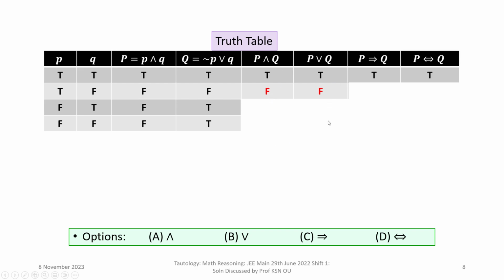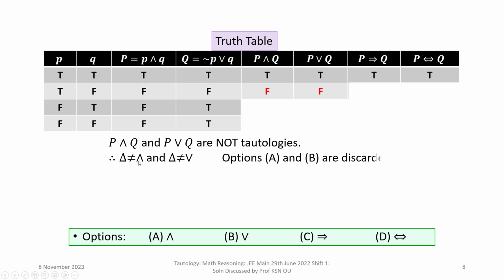Similarly, this is not a tautology. So P and Q, P or Q are not tautologies. Therefore, delta is not ∧ and delta is not ∨. Therefore, options A and B are eliminated. Agreed. Now fill up P implies Q, P implies and implied by Q.